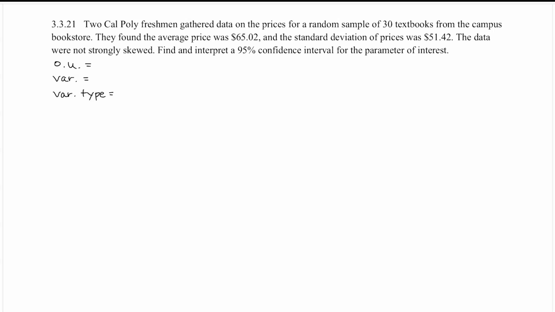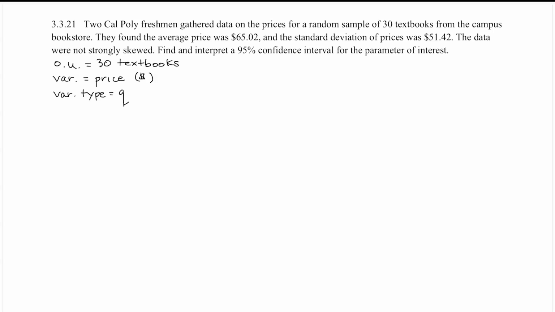parameter of interest. So once again, I invite you to pause the video and see if you can come up with the observational units, the variable, and the variable type as a place to start. The observational units in this case would be the 30 textbooks. They're not people, they are the books, and the variable is the price of the book. Notice it's not average price, it's just the price.